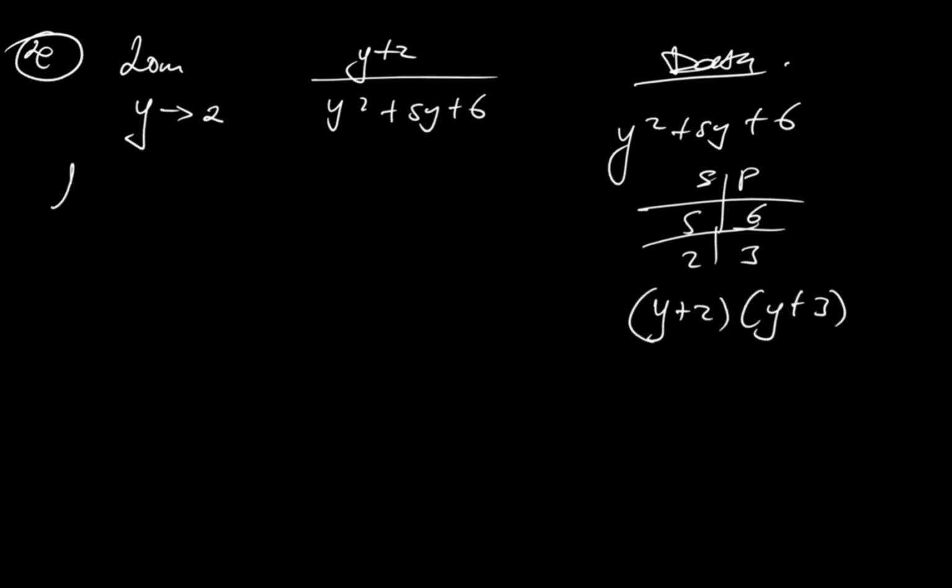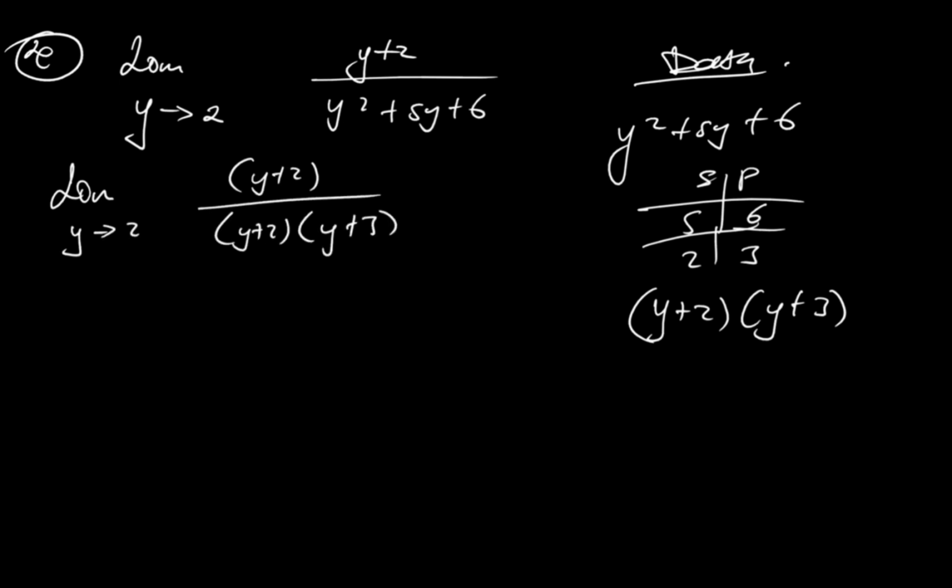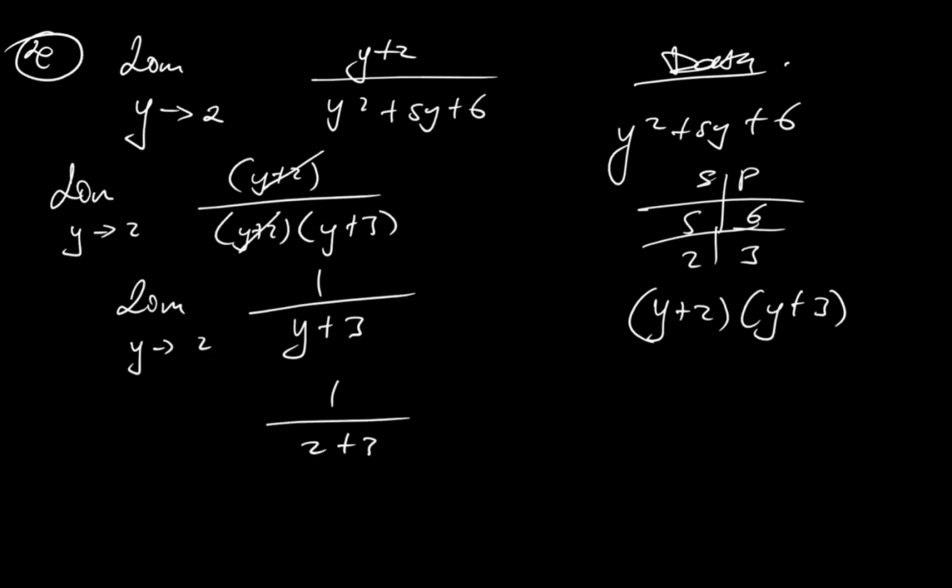If you put it back, you have limit as y approaches 2 of y plus 2 over y plus 2 and y plus 3. This cancels with that, and you get your limit as y approaches 2 of 1 over y plus 3. At this point, you can now try and plug in, so you get 1 over 2 plus 3. Therefore, your limit will simply just be 1 over 5.